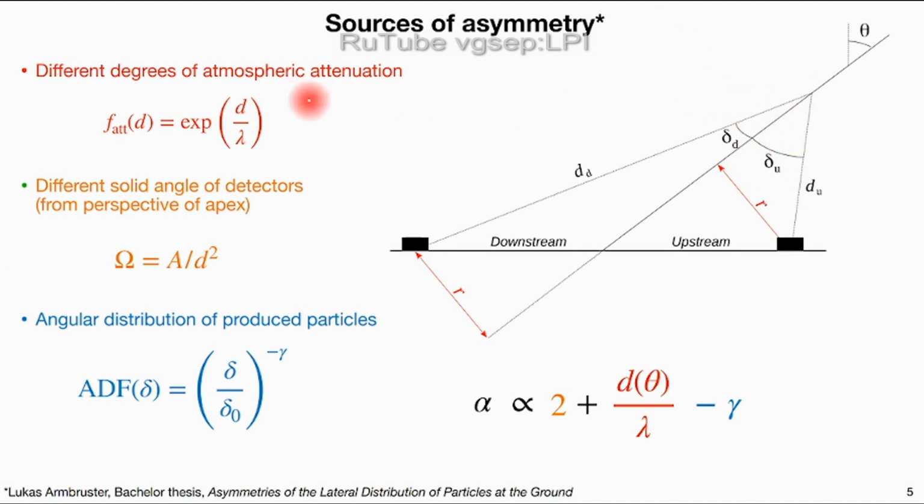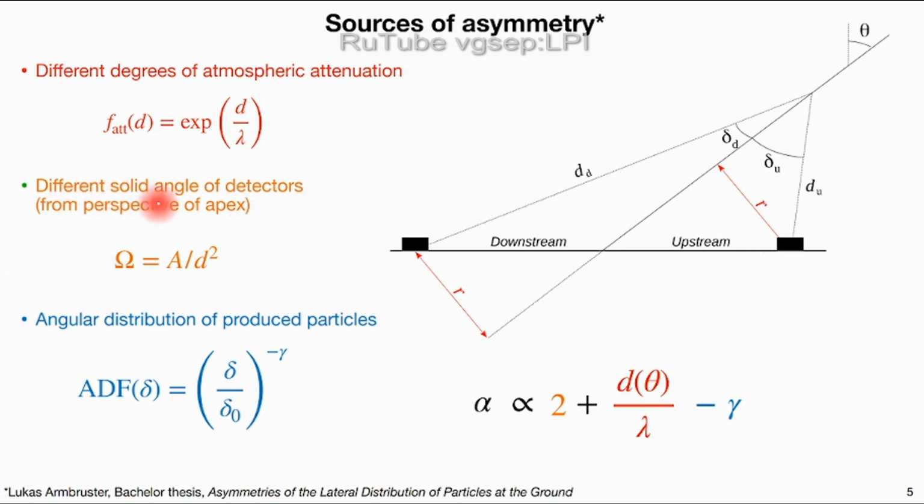The first source of asymmetry comes from different amounts of atmospheric attenuation. If you have particles originating from the same point and they have to traverse a longer distance, more of them are absorbed in the downstream direction than in the upstream direction. The amount of absorption, and the relative difference between the two paths, depends on the shower components, whether you have electrons and photons or muons, which are less absorbed. So this decay constant changes. This is one effect which would cause larger signals upstream than downstream.